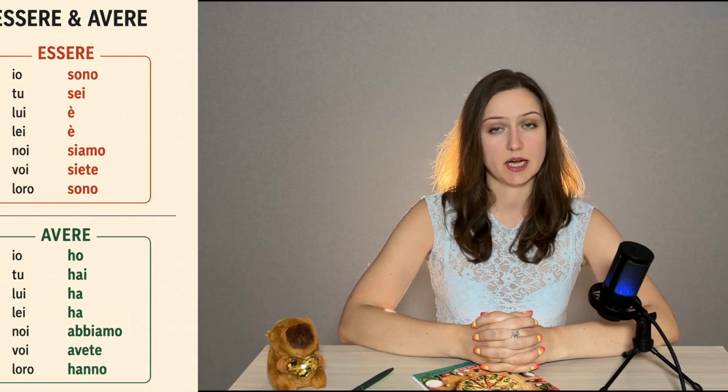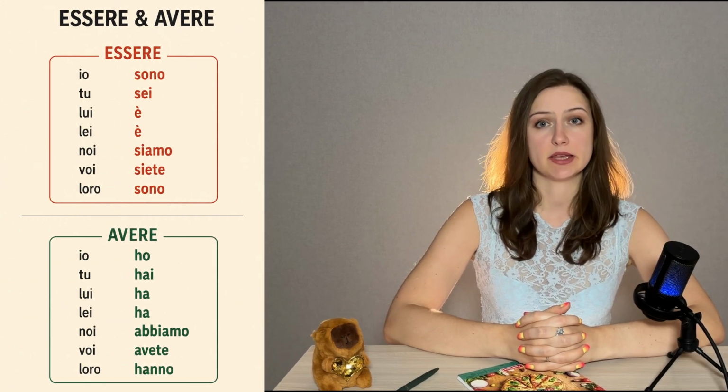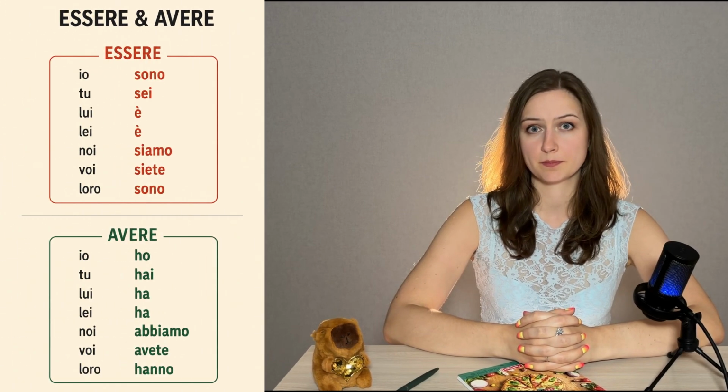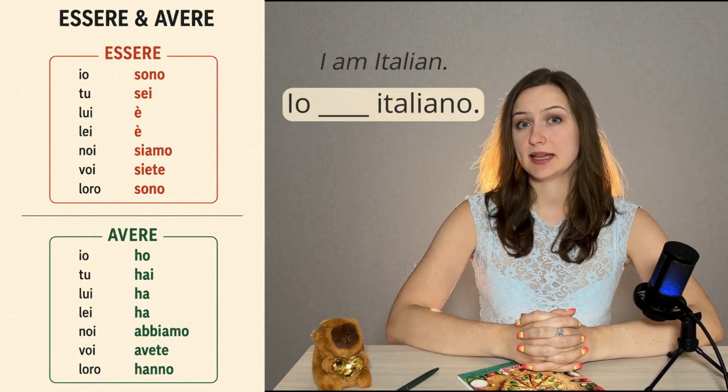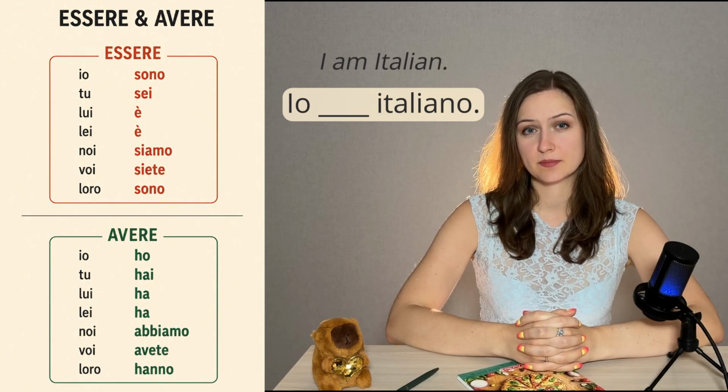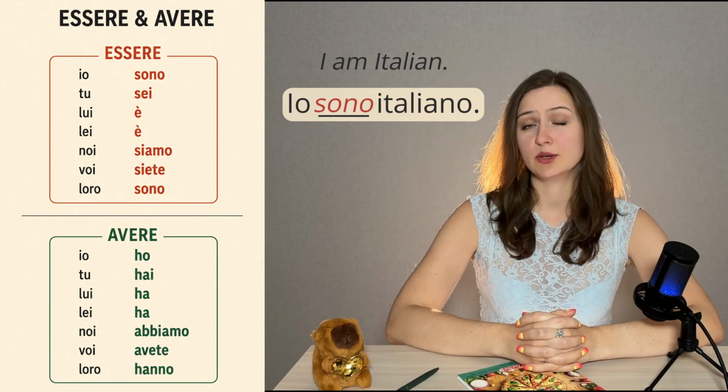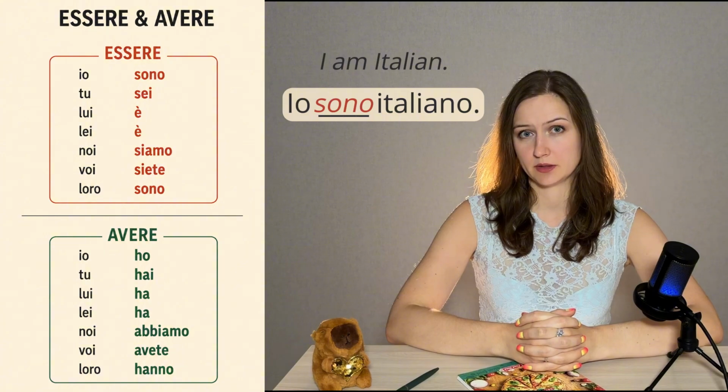Now the real test. I am going to give you English sentences. You need to decide what to use, avere or essere, and then conjugate it in the right form. I am Italian. Io italiano. Good job. Io sono italiano.